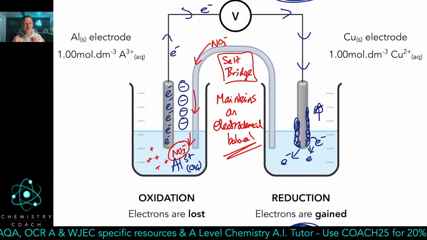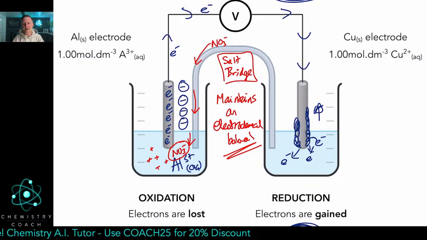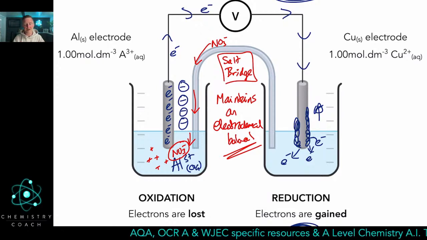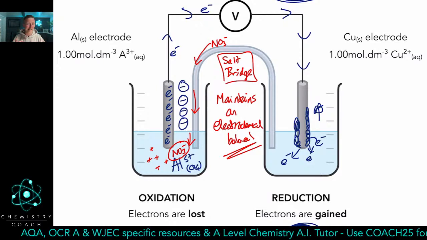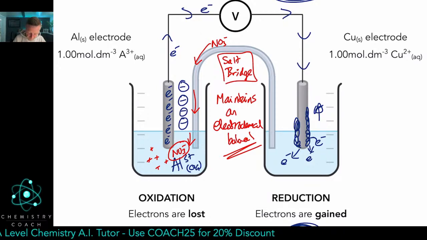And that's why we use a saturated solution in our salt bridge, because we need as many NO3 minus ions as possible in the potassium nitrate to balance out that change in electrochemistry on the left-hand side. So as it gets more positive, the NO3 minus ions migrate there and just cancel it out and maintain that electrochemical balance. Of course, same is true on the other side.